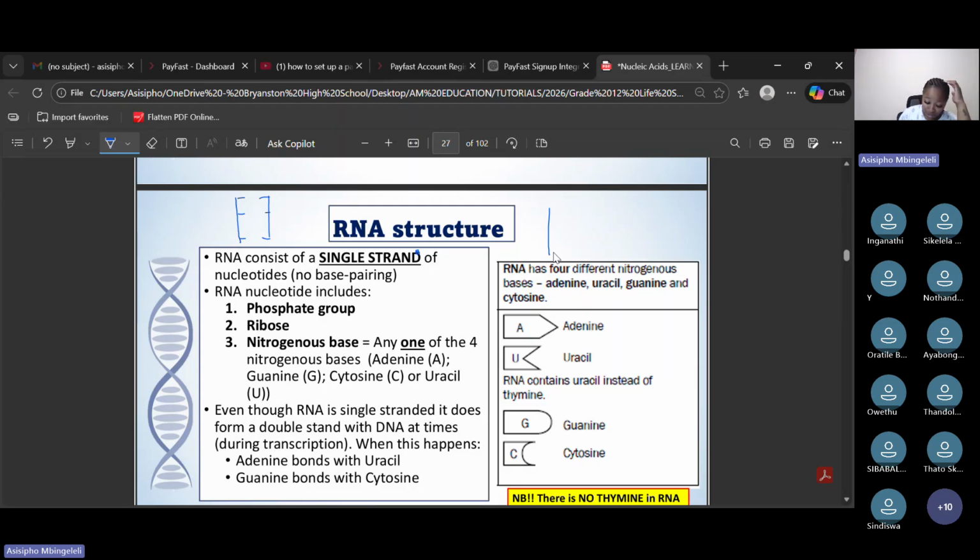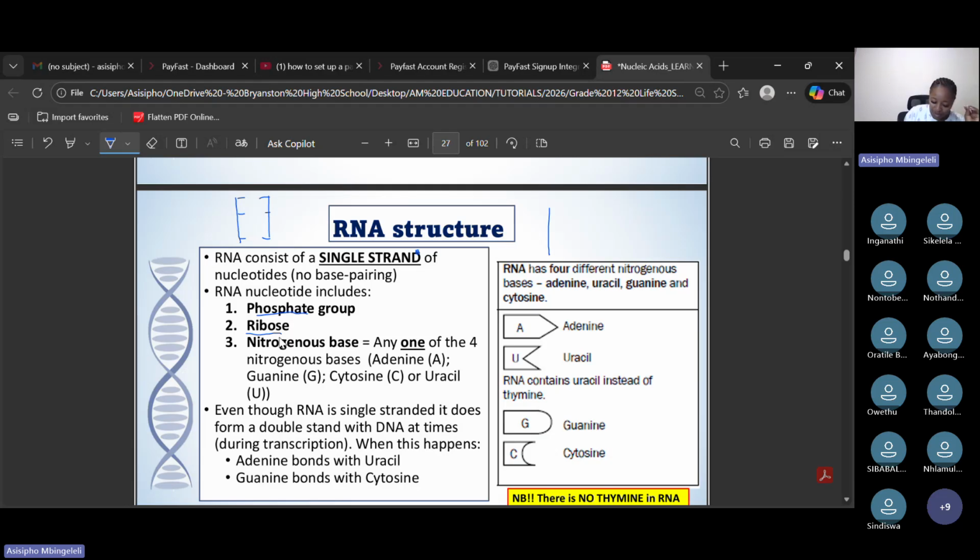Now, in the nucleotide, you will still find the phosphate group. You will still find the sugar, and in this case, the sugar is the ribose sugar. And then you will find a nitrogenous base. Now, you only have A, C, G, and U here.